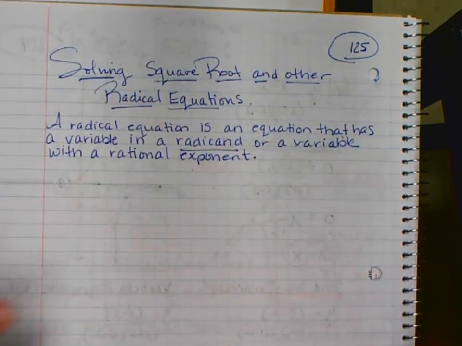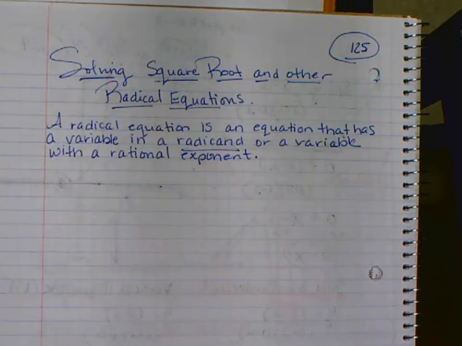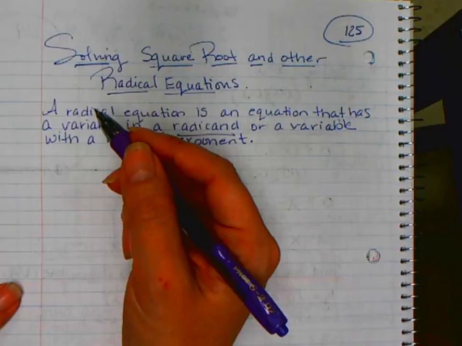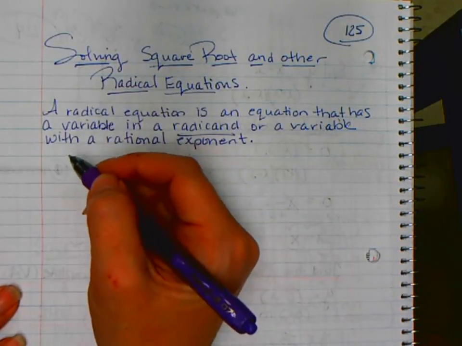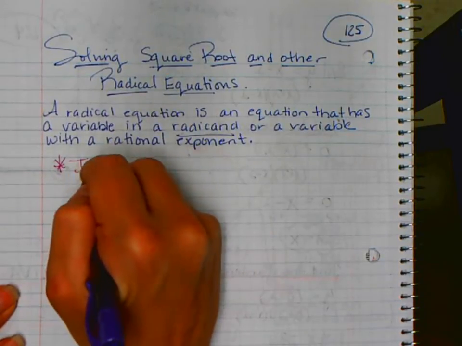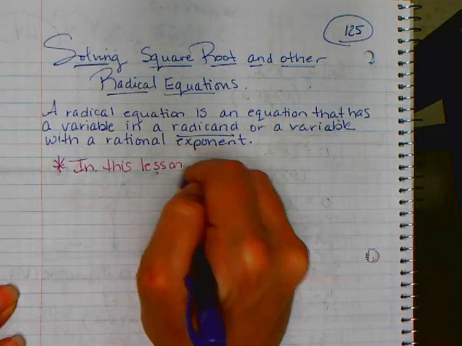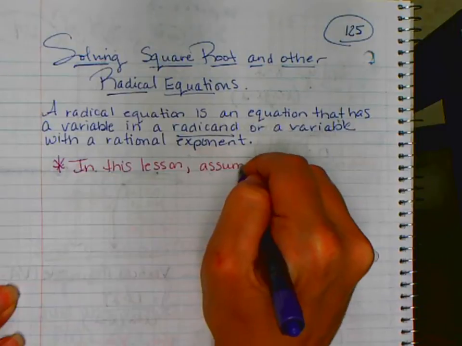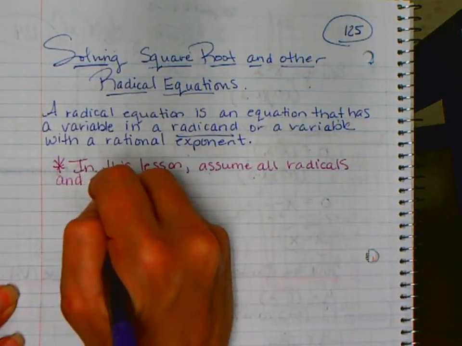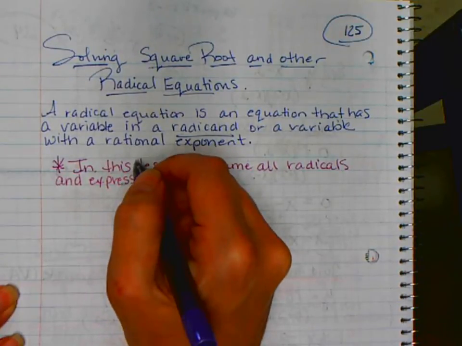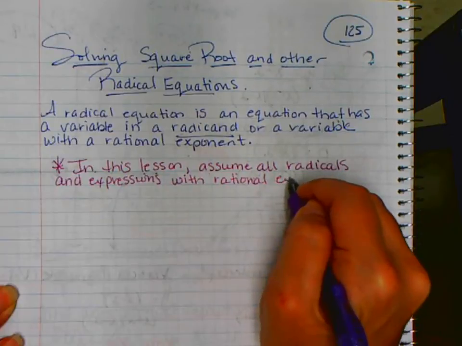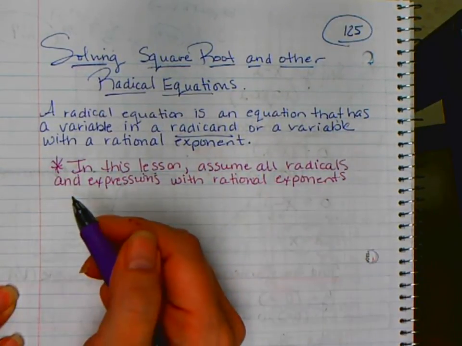Rational is just the unit that we came off of. Remember, rational, fraction, that's what rational is. In this lesson, assume that all radicals and expressions with rational exponents represent real numbers. So we're only going to be talking about the real number system in this lesson, okay?